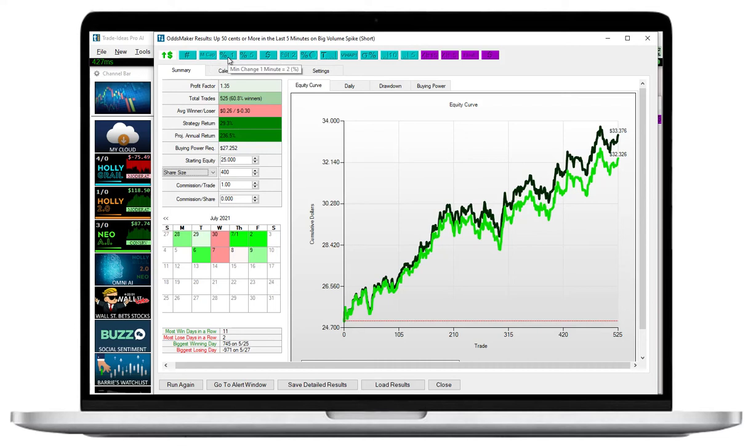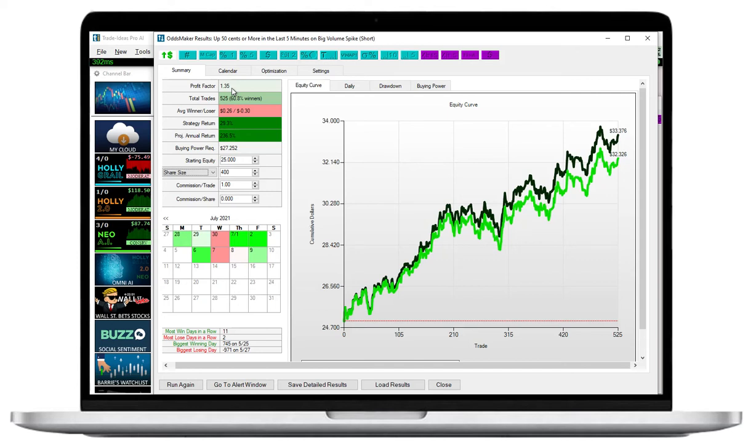The Summary tab gives you detailed insight into the performance of your strategy. The profit factor is calculated by dividing the sum of all profits by the sum of all losses. If the profit factor is greater than 1, the strategy has generated a profit. If it is below 1, the strategy has generated a loss. Most traders aim for a strategy with a profit factor of 2 or more.